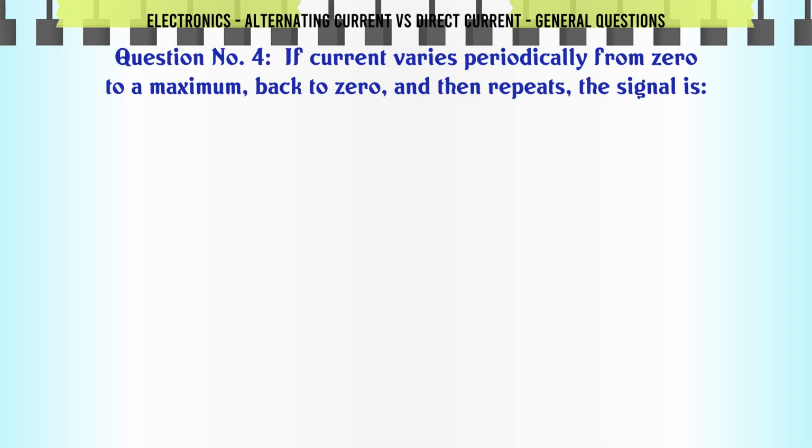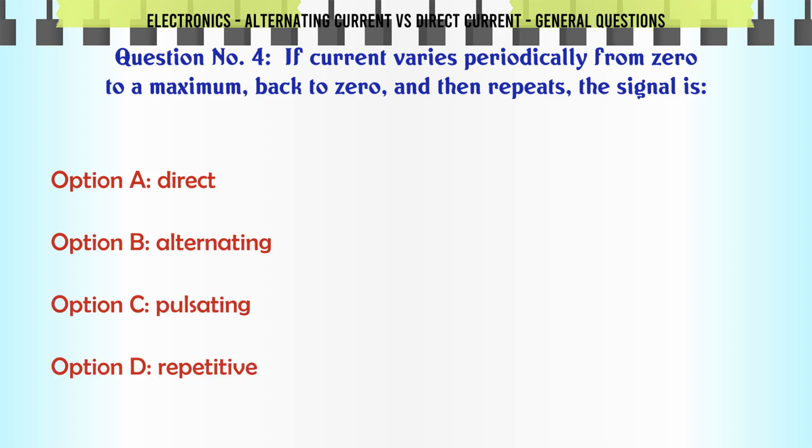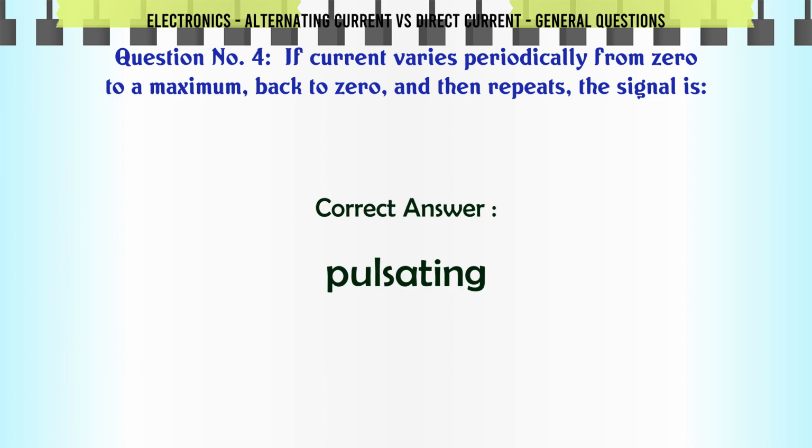If current varies periodically from 0 to a maximum back to 0 and then repeats, the signal is A. direct. B. alternating. C. pulsating. D. repetitive. The correct answer is pulsating.